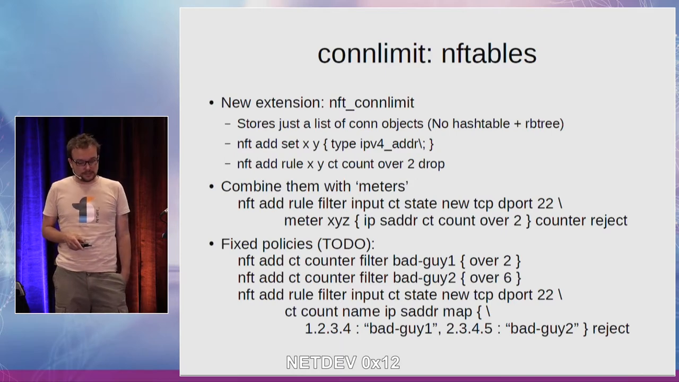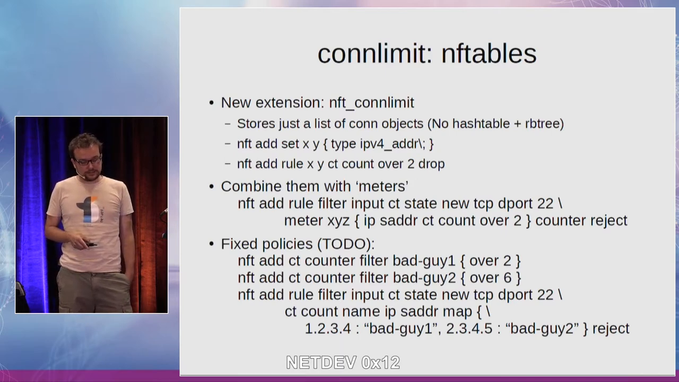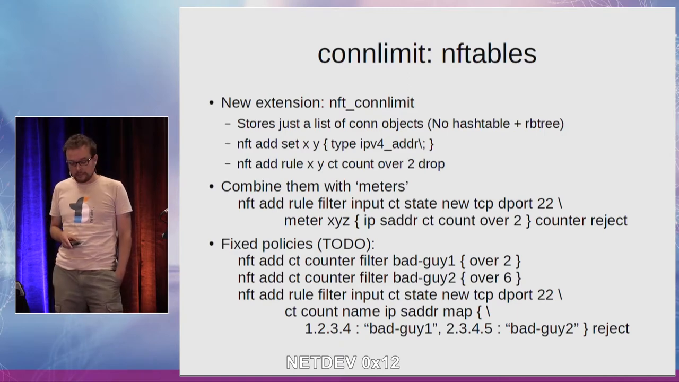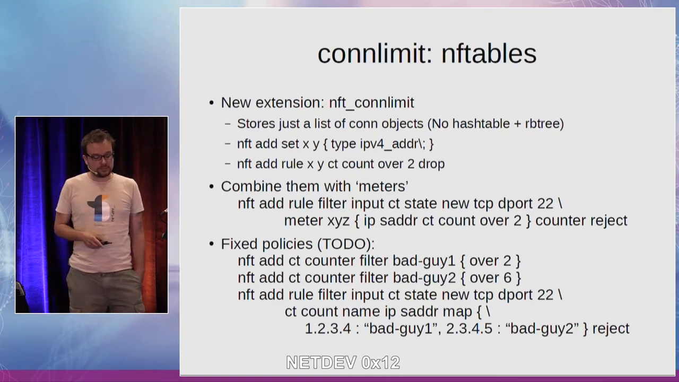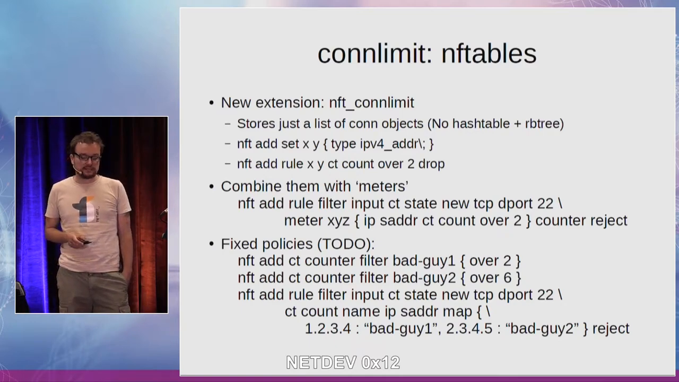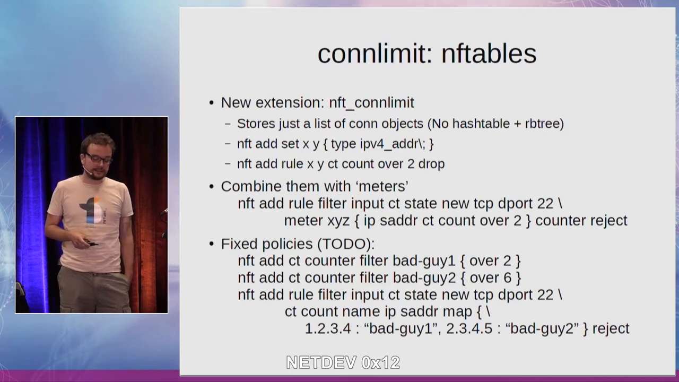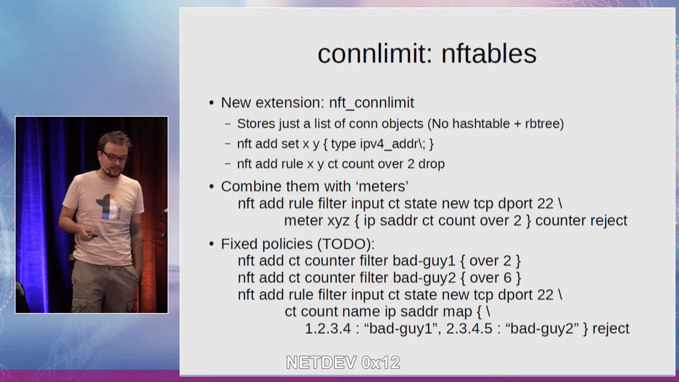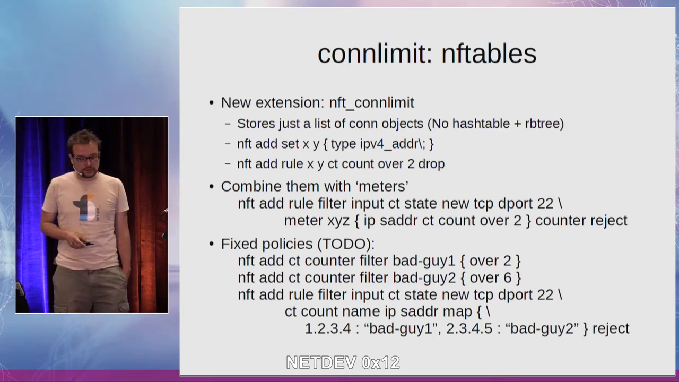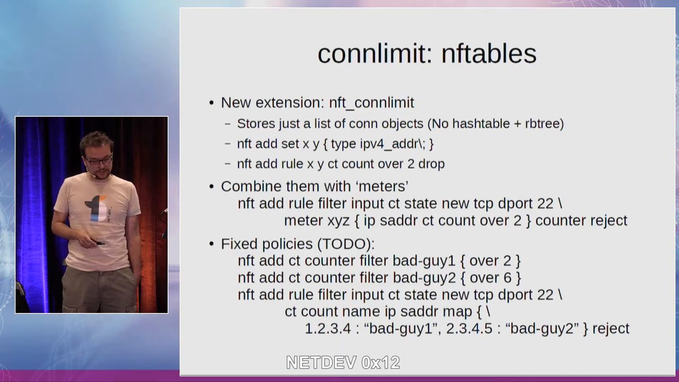So as you can read there, it is ct count name, and then based on the IPv4 address, we are going to look up the object that represents the connlimit policy. So this syntax is tentative, so it's not yet implemented. We can probably use nft add connlimit instead of ct count or something like that.